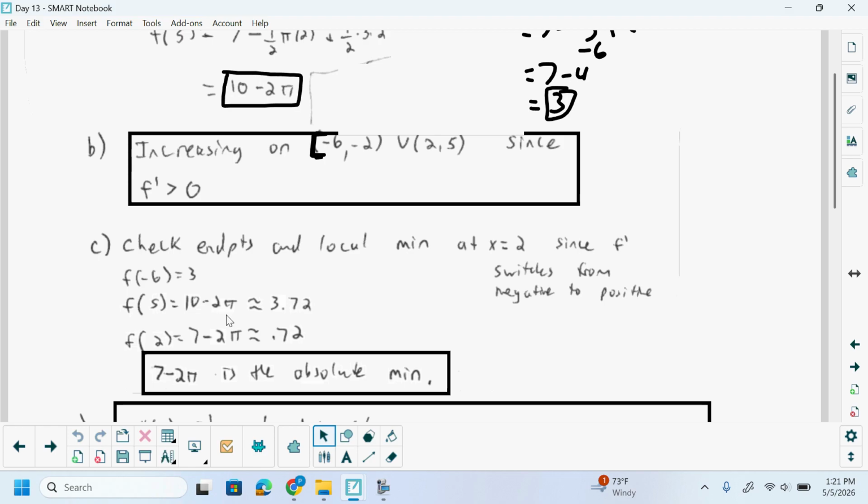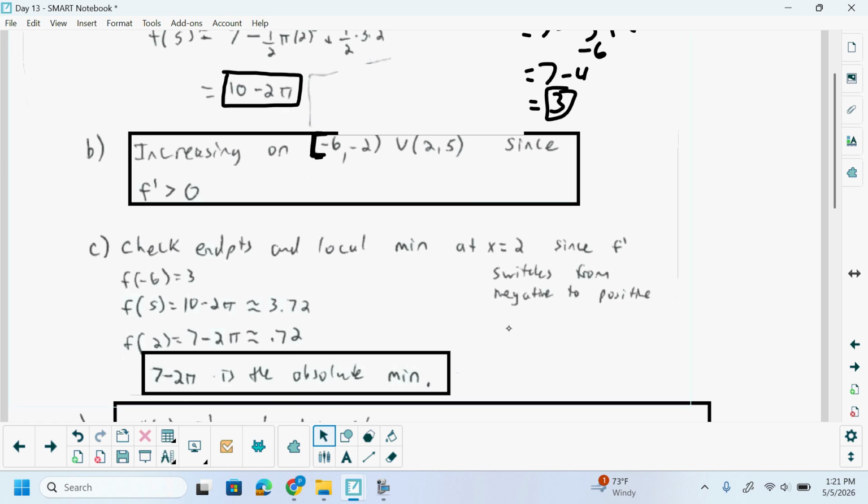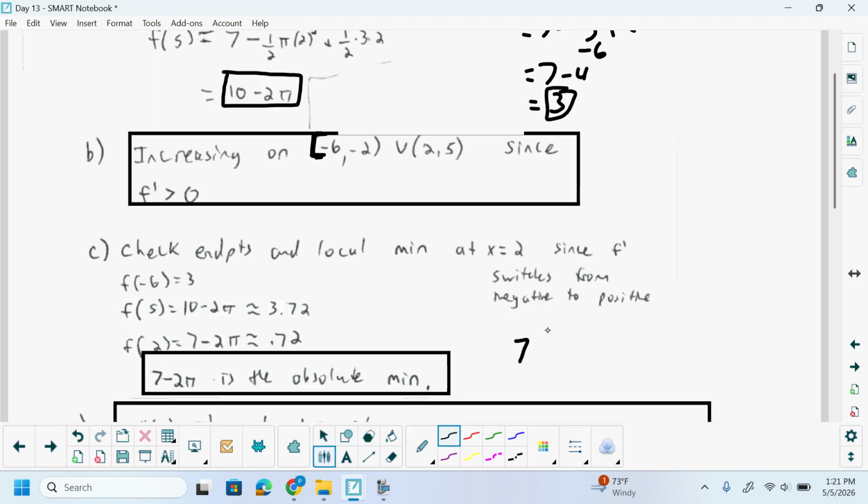Now I just estimated pi as 3.14 to get a sense of what 10 minus 2 pi is, so we will be able to accurately identify the absolute min. And now for f of 2, we will have to start with our value of 7 that we had, and then we'll do our integral from negative 2 to 2 of f prime of x. So we're essentially just subtracting off the half circle. That's how we get 7 minus 2 pi. And again, using 3.14 as pi to estimate, we get 0.72.